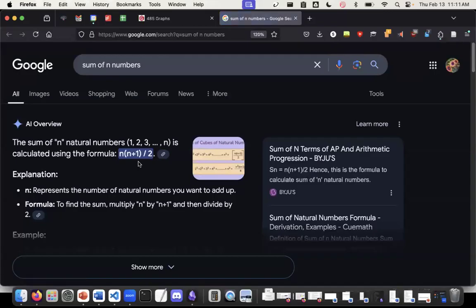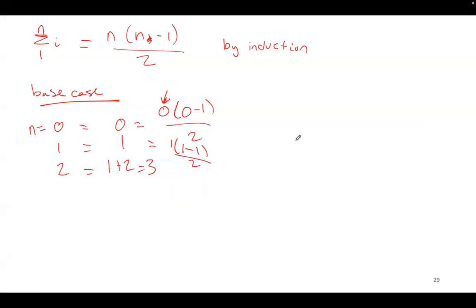I did get it wrong. It's n plus 1. This is how I know, because I'm trying the base case and the base case isn't working. So it's supposed to be n plus 1. This gives us 2 over 2, which is 1, right?